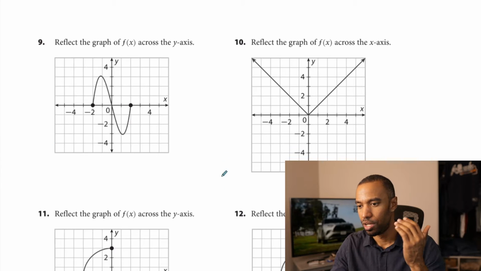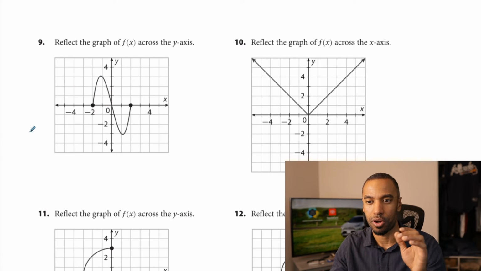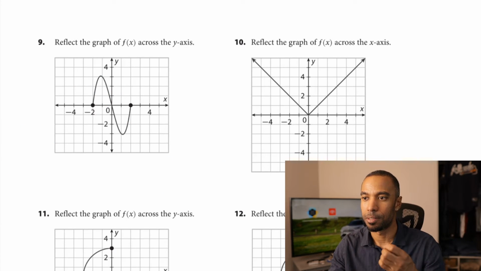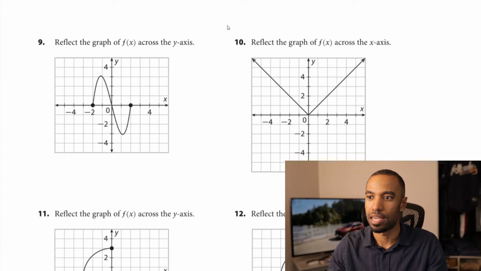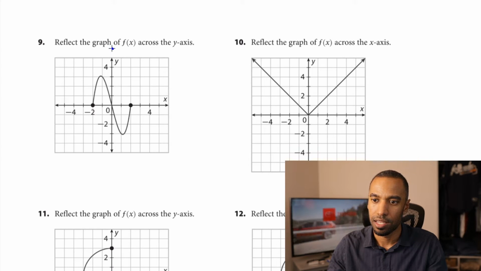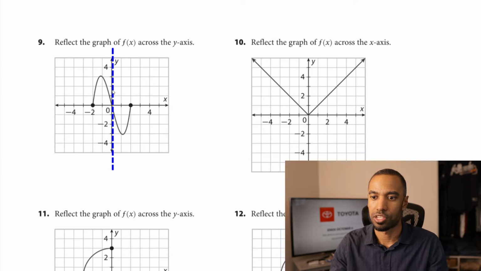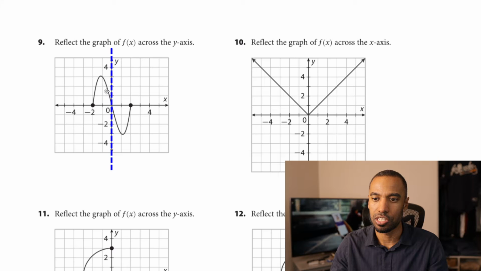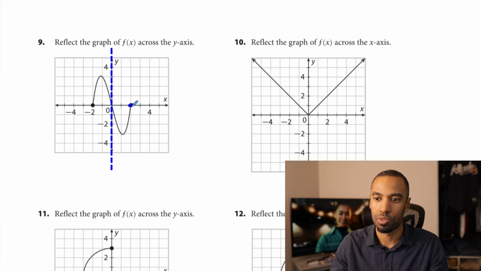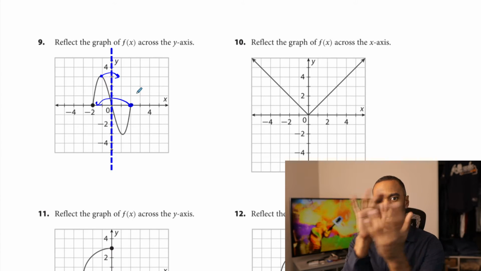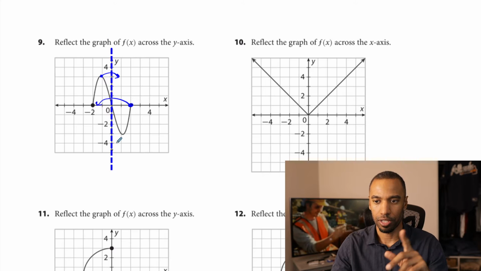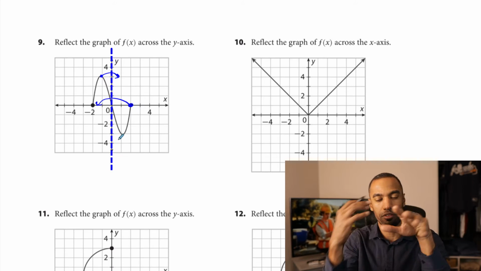Okay, reflections. The last 4 as far as these graph bits. Reflect the graph of f of x across the y-axis. Now the y-axis is this guy right here. That's your y-axis. And a reflection means taking this thing and flipping it over. So this thing looks into the mirror and flips over here. This thing looks into the mirror and flips over here. Everything's going to flip over this way. I know this thing's vertical here, but this is the mirror that it's looking into and flipping around.